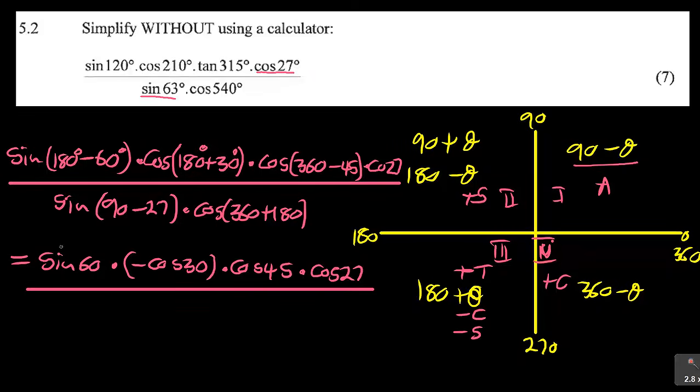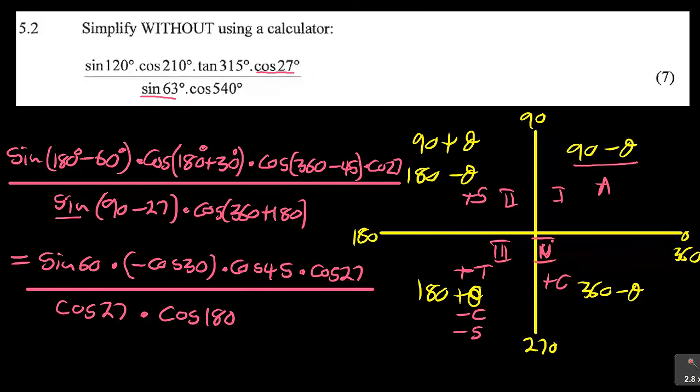And then we continue. Sine 90 minus 27 is a cofunction. Sine becomes cos 27, times cos 360 plus 180, because it's a complete revolution, whether it is cos, sine, or tan. The moment you say 360 plus, there is no need to change any sign. You just write cos 180. If it was sine, you're also going to say sine 180. If it was tan, you're also going to say tan 180, because it's a complete revolution of 360.